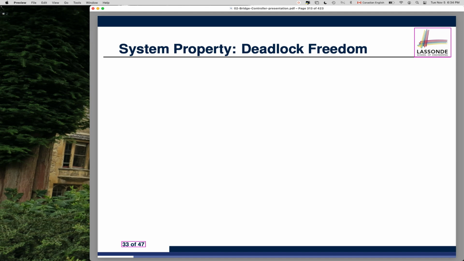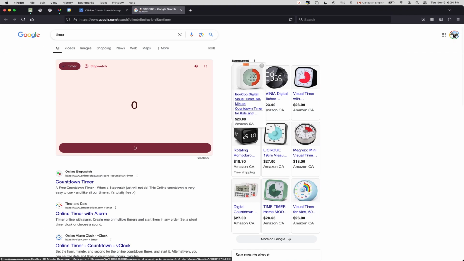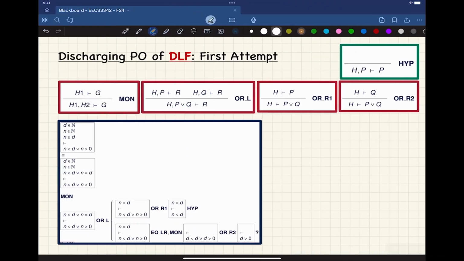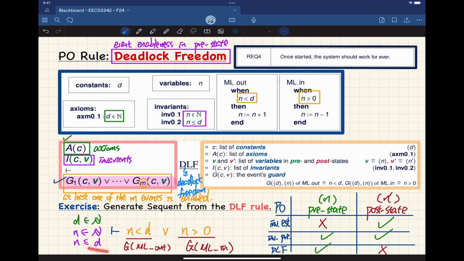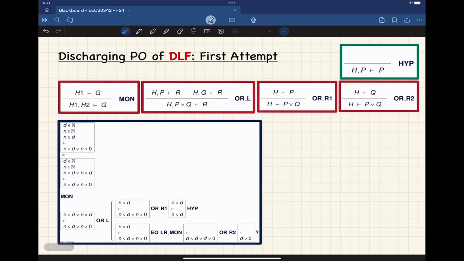All right, so for M0, we just got two more things to be done. Number one, we need to try to prove the deadlock freedom proof obligation, which we formulated before the break. This is something that we formulated before the break over here. Let's outline it more nicely here. This is the deadlock freedom that we want to prove, to discharge.